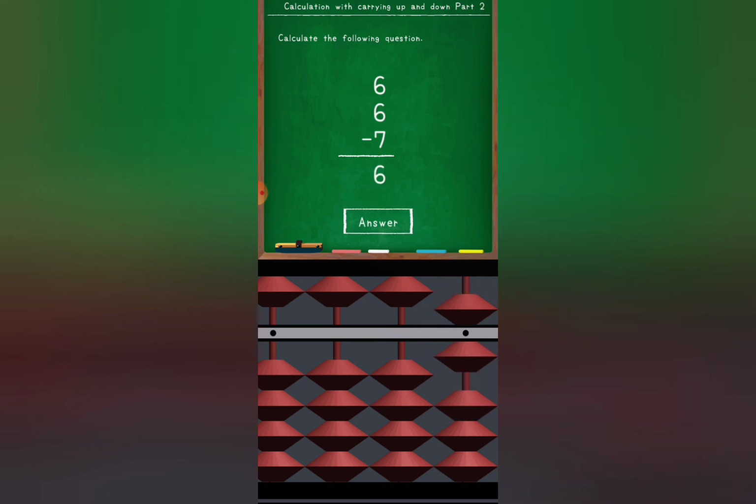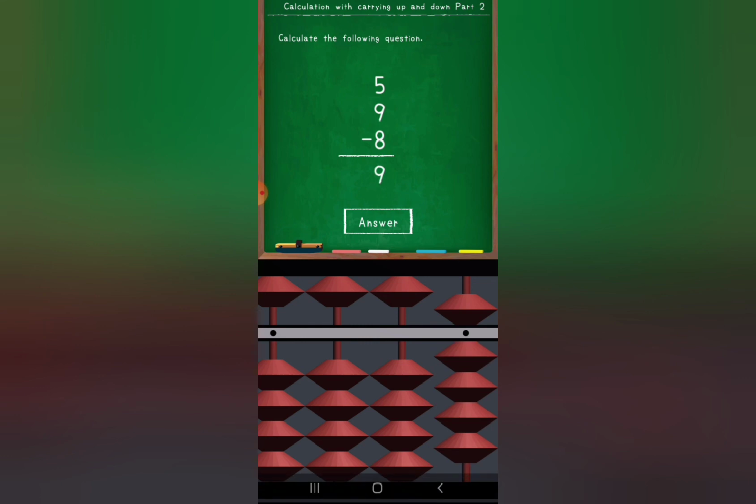6, 6. Again 6: 1, 2, 3, 4, 5, 6, then minus 7. Again, minus 10 plus 3: 1, 2, 3. Plus 5, 7: 1, 2, 3, 4, 5, 6, 7. Minus 6 means minus 10 plus 4: 1, 2, 3, 4. This is my answer. Next, plus 5, 9.